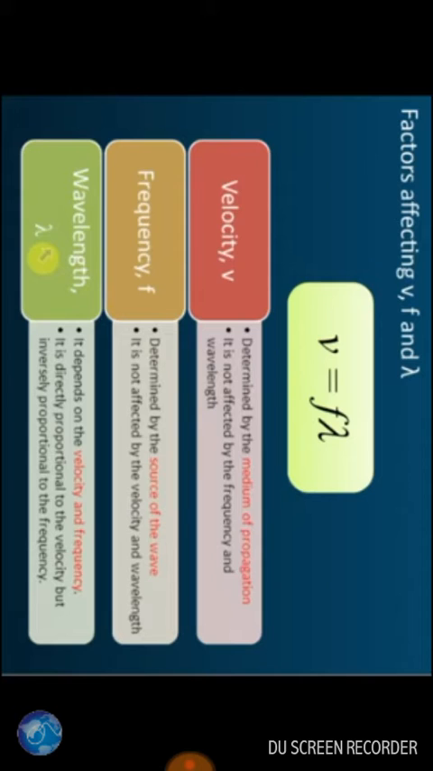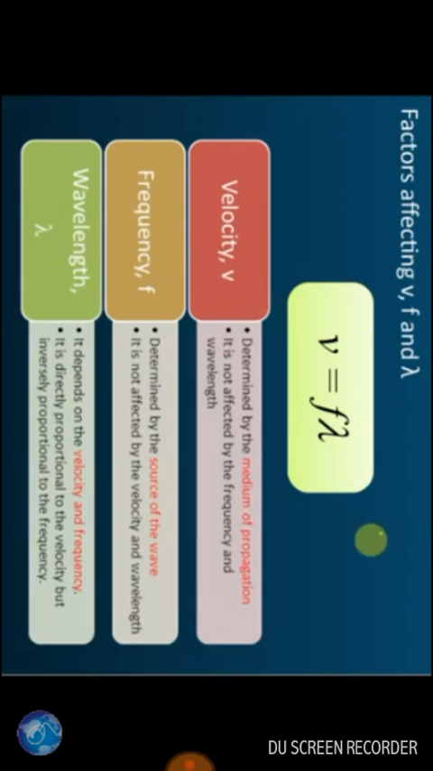Lastly, wavelength. What are the factors that affect wavelength? Wavelength is affected by both velocity and frequency. It is directly proportional to the velocity but inversely proportional to the frequency. It means that if the speed is high, the wavelength is high. But if the frequency is high, then the wavelength is low. Frequency is affected by the source, velocity is affected by the medium, and wavelength is affected by both the velocity and the frequency.